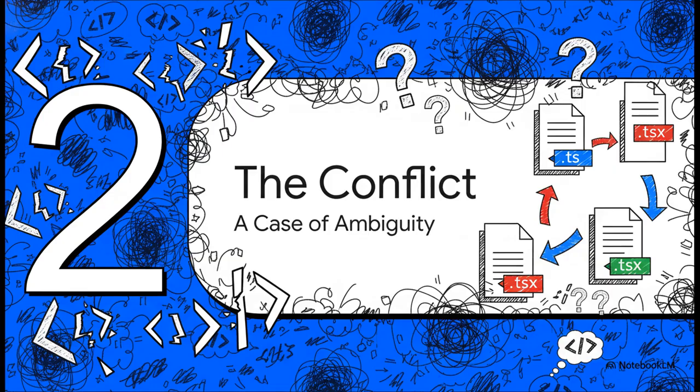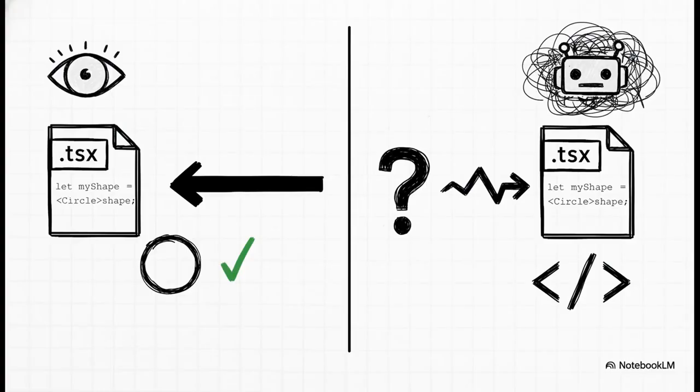See, what happens when you take TypeScript's original classic angle bracket syntax and you try to use it inside one of these special .tsx files? Well, that's where the confusion starts, and the errors. So picture this. You write this line of code right here. To you, a human, it's totally obvious what's going on, right? We're just telling TypeScript that our shape variable is a circle.